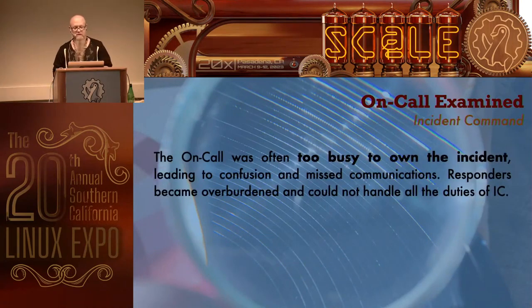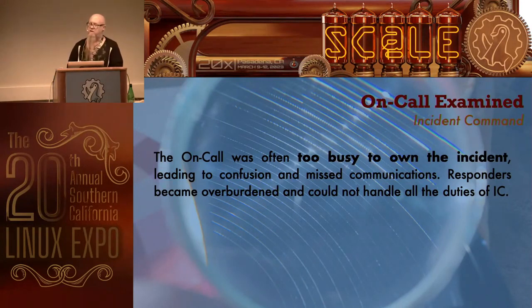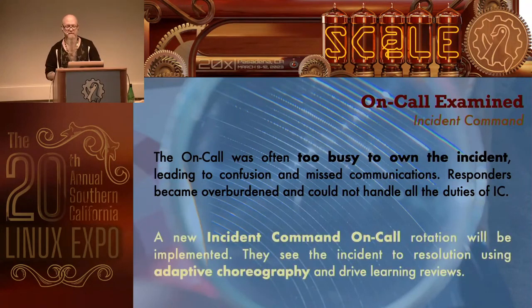Now, sometimes the on-call was too busy. You know, sometimes the on-call is the first responder, and then they end up being the subject matter expert. And well, they're a tenured person at the company, so they're kind of a leader, and so they end up managing the incident. And all of a sudden, this one person has 4 or 5 different roles inside the incident. How are they supposed to do all of that?